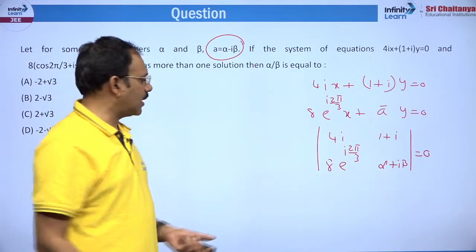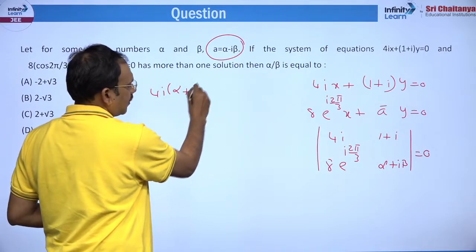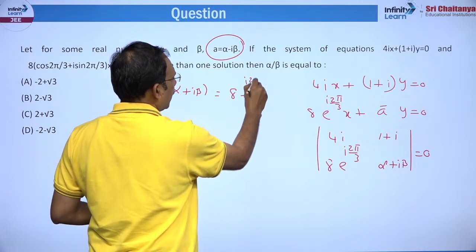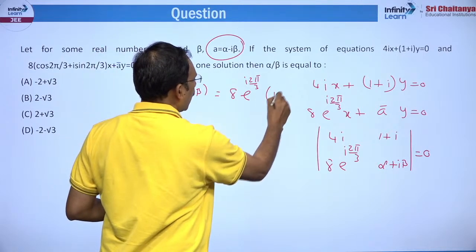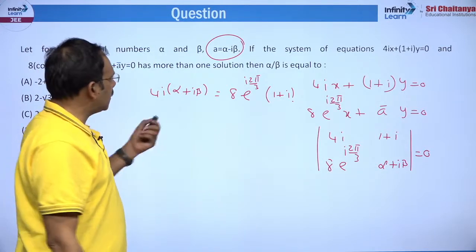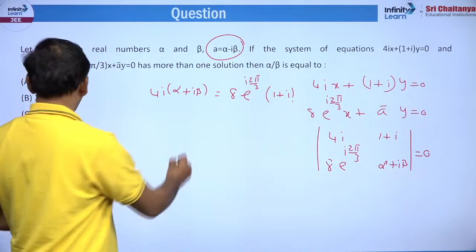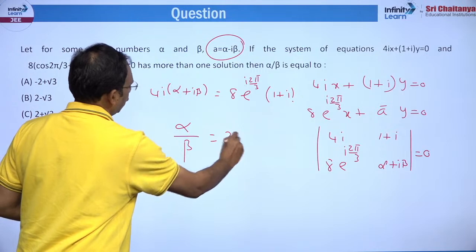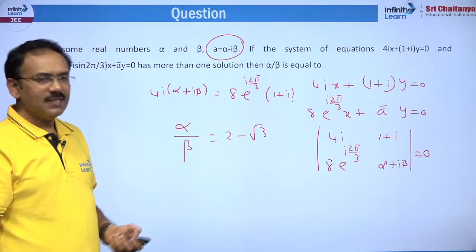Now, you are almost done with this problem. 4i into alpha plus i beta is equal to 8 into e power i 2 pi by 3, that is cos 120 plus i sin 120 into 1 plus i should happen. Now, you just expand this, equate the real parts and imaginary parts, so that you can easily find alpha and beta values. He is asking to find alpha by beta, which you will get 2 minus root 3. That is it, simple question, right?